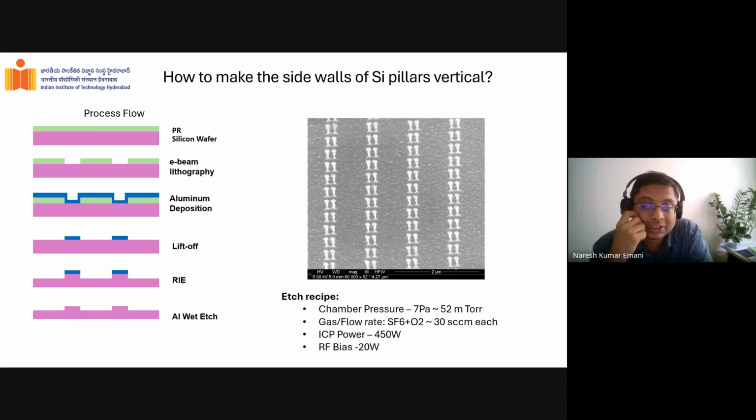That is true, but you'll also end up eroding the mask. So unfortunately, in my process, I had aluminum. Aluminum is not a very strong material. It can easily get sputtered. That's why you see here, in between, there is a lot of speckle or dust kind of a thing, right? This is basically aluminum that has got sputtered, and that is micro masking. So it's not a very simple thing to increase RF power.